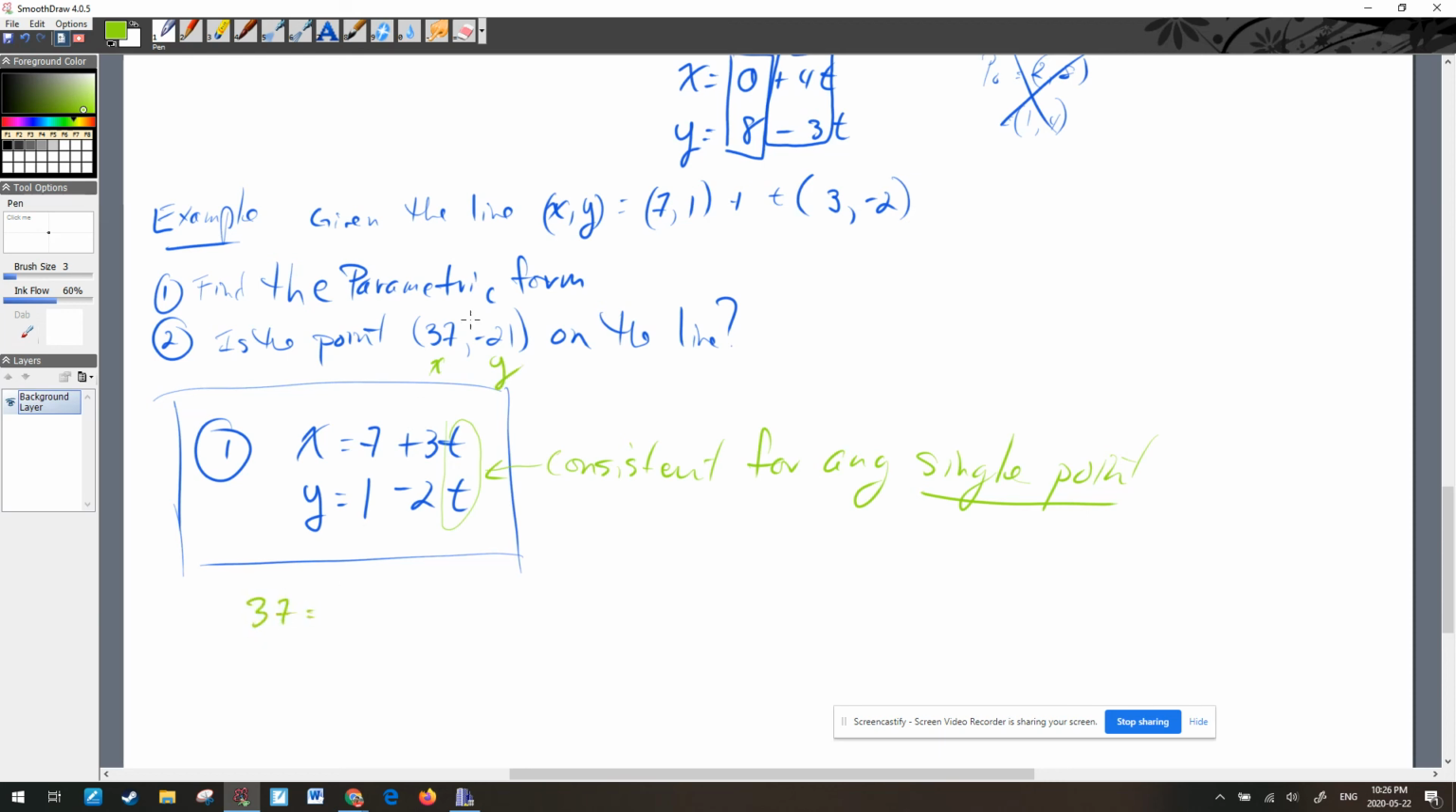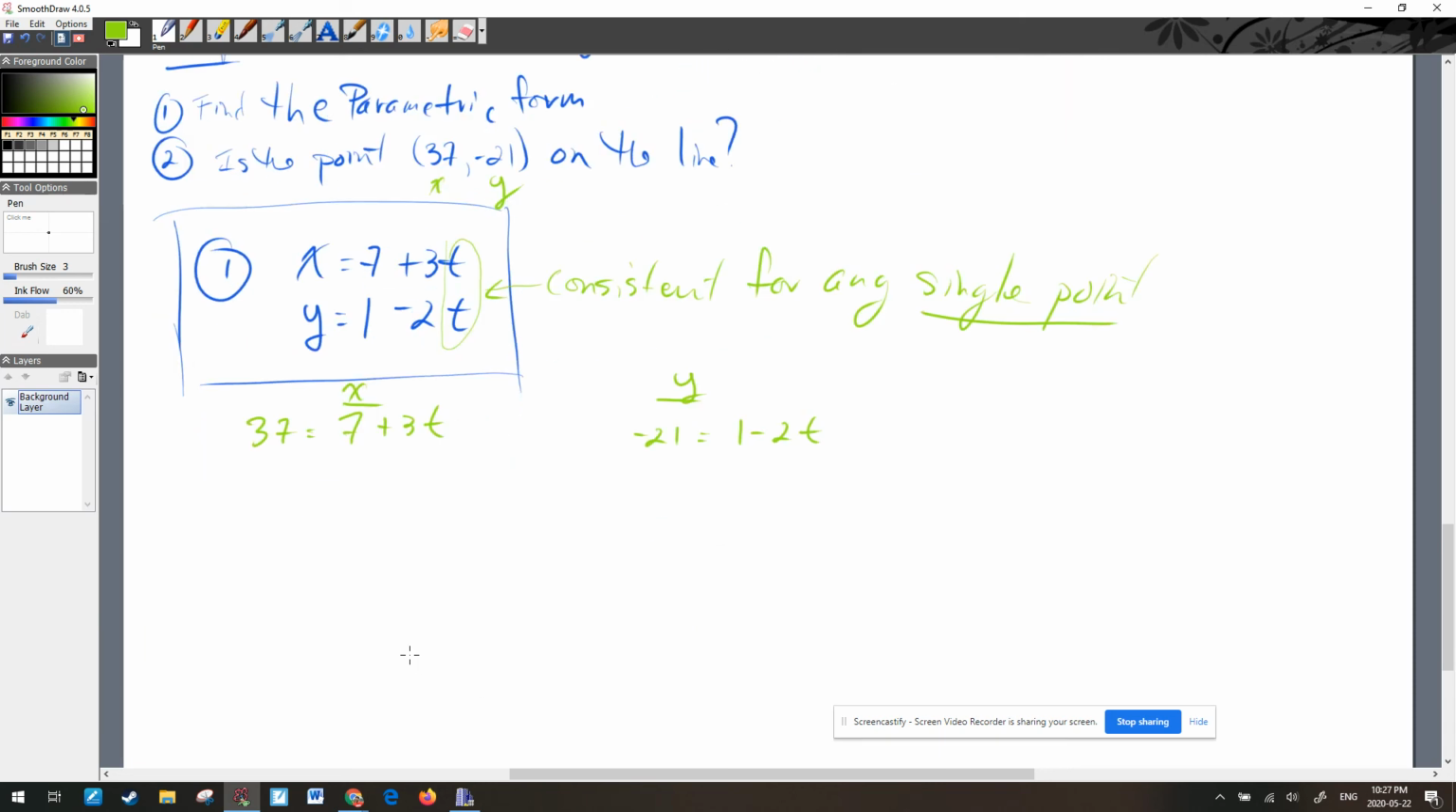We know 37 is equal to 7 plus 3t, using the x coordinate. And if we use the y coordinate, we have negative 21 is equal to 1 minus 2t. There are two equations, but only one unknown, so we can solve. I'm going to move that over, and we get 30 is equal to 3t. Divide both sides by 3, and we find that t is equal to 10. So we've got one solution that says t is equal to 10.